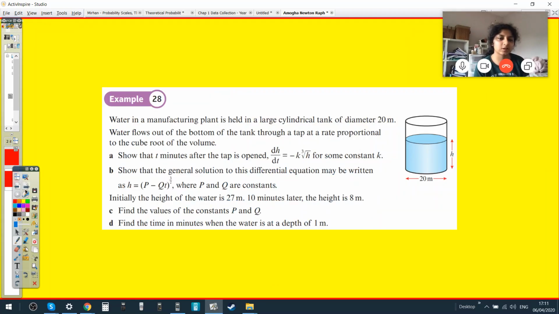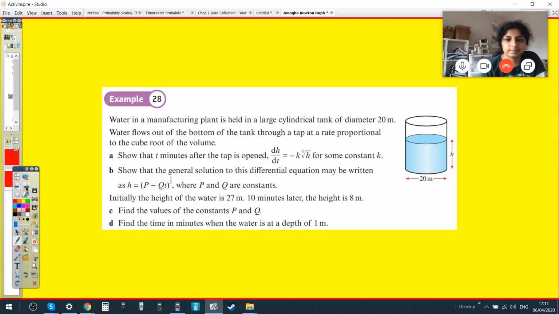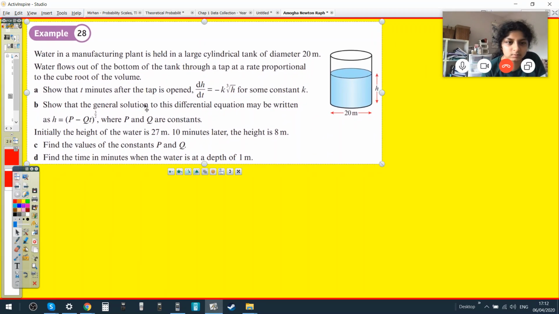But in the question, it said k is greater than 0. What does that mean? That's weird. There is no k. Do they mean t is greater than 0? I think they mean t is greater than 0. And it's to prevent you from dividing by 0 and stuff. Okay.